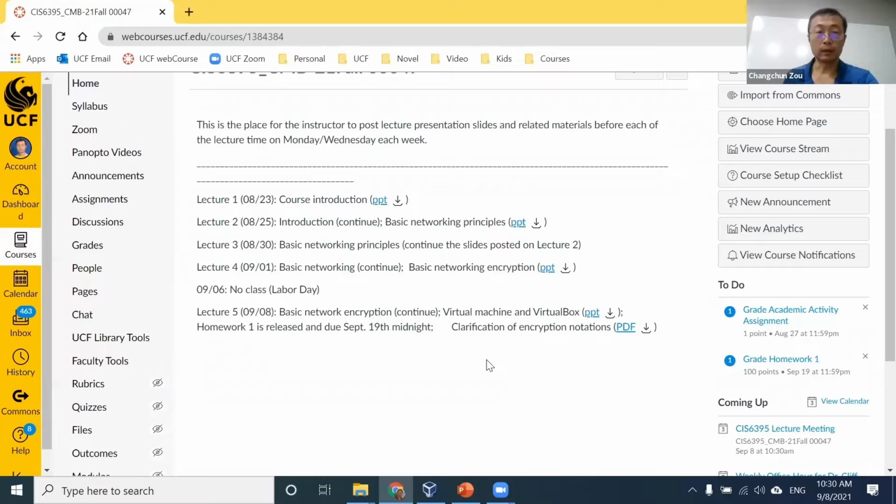Okay, let's start. This is lecture 5 for CIS6395. I will finish the networking encryption overview today. Then I will move on to the next topic, which is about virtual machine and virtualization software. So you need to set up VirtualBox on your own computer.